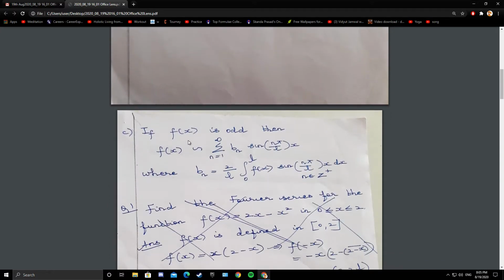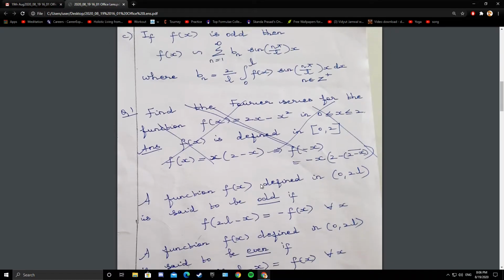If you are given a function f of x in the open interval 0 to L, and you come to know that it is odd, then make use of this expression, f of x converging to summation b n sin of n pi by L x, where b n is 2 by L integral 0 to L f of x sin of n pi by L x dx, where n is a positive integer.